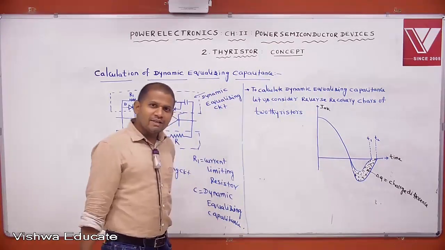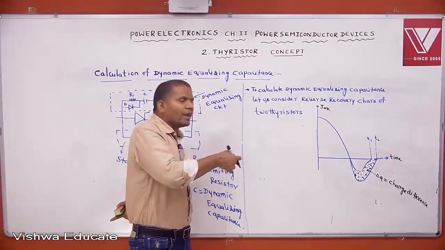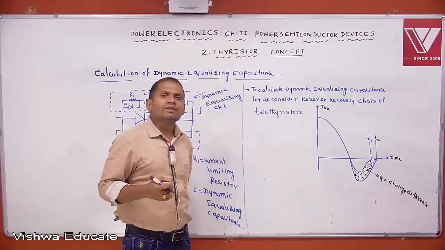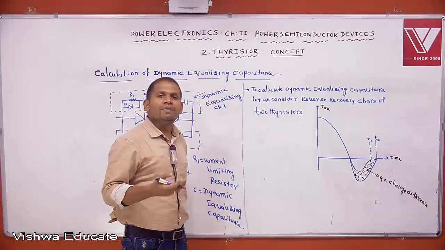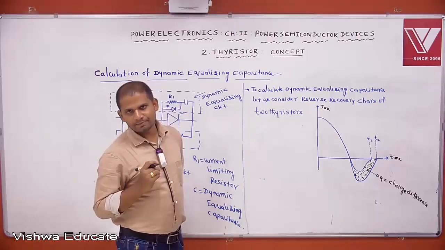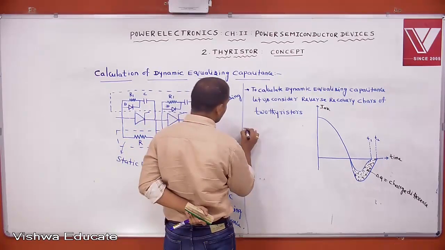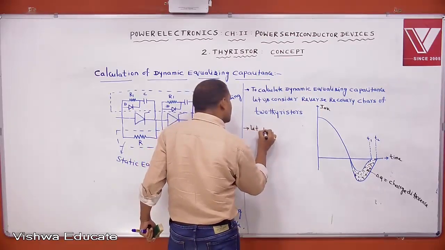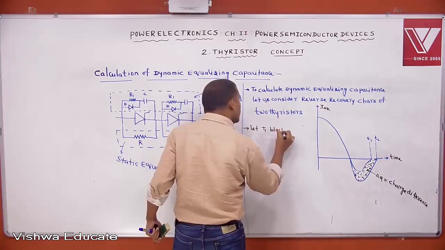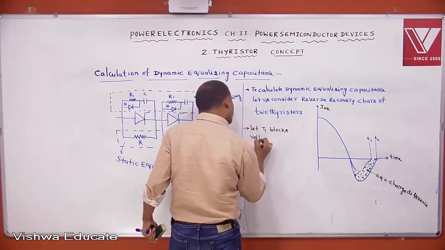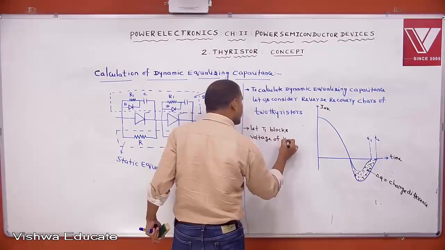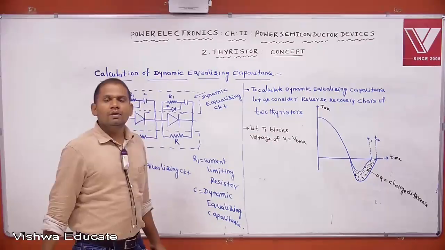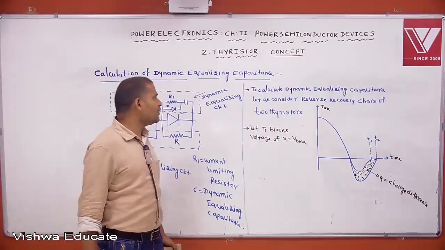What is the purpose of equalizing the charge difference? If this charge difference is equalized, then the characteristics will be equalized. Once the characteristics are equalized, both the SCRs block the same voltage, and then we can improve the string efficiency. Now, because of this, let T1 block a voltage V1 that equals VBMX. I am assuming that T1 blocks the voltage V1, that is VBMX.